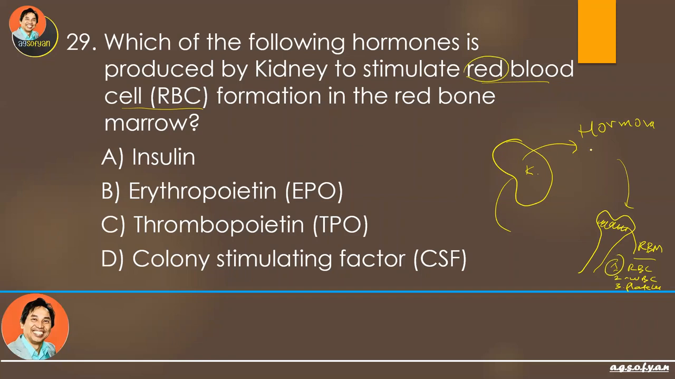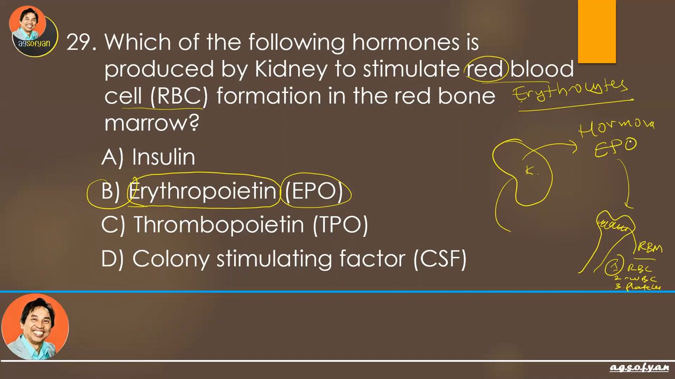So what is the name of the hormone? Remember, another name for the red blood cell is erythrocyte. So the name of the hormone will be related to this name. It's going to be erythropoietin or EPO. So this hormone is called the EPO. Erythropoietin is produced by kidney to stimulate red blood cell production in the red bone marrow.